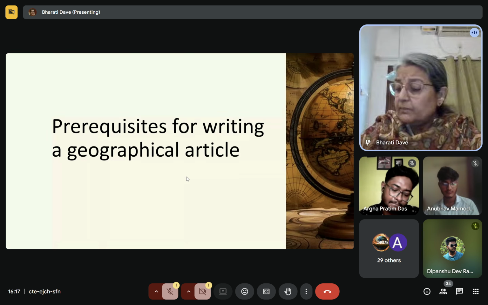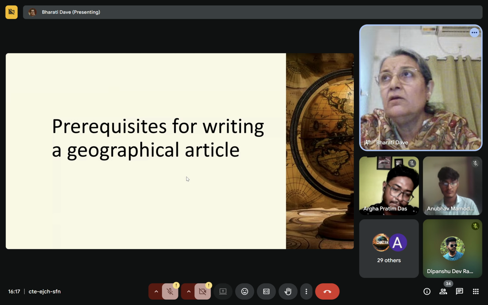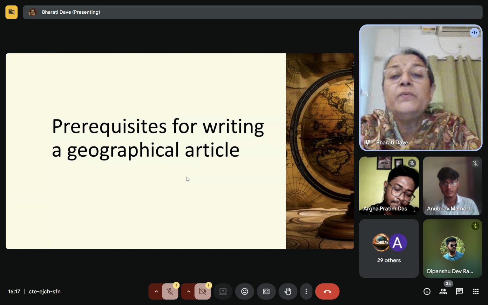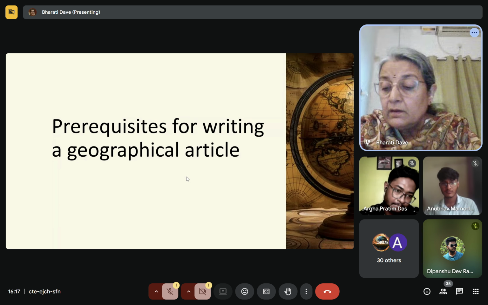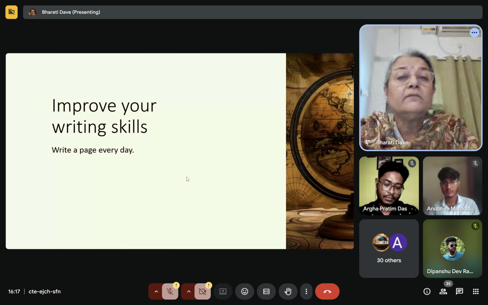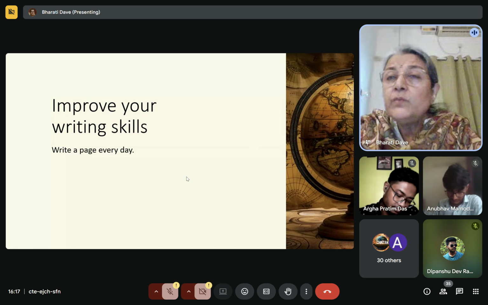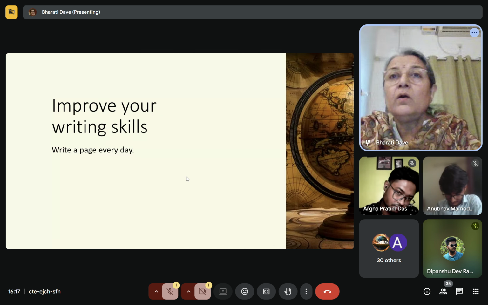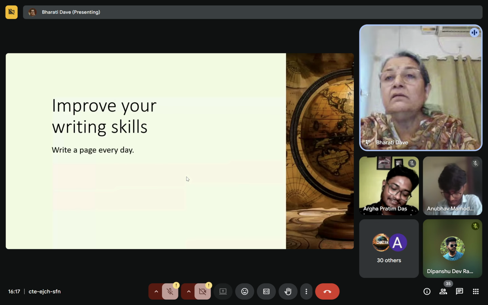Now, let's get a larger view: when you start writing, what are the prerequisites of writing any article? First is to improve your writing skills. In today's world, where our WhatsApp is through emojis, we write Hindi in English, what is happening, and we write it in English.